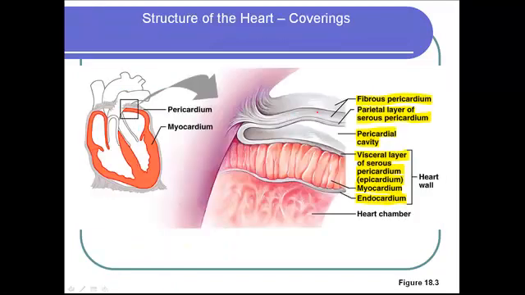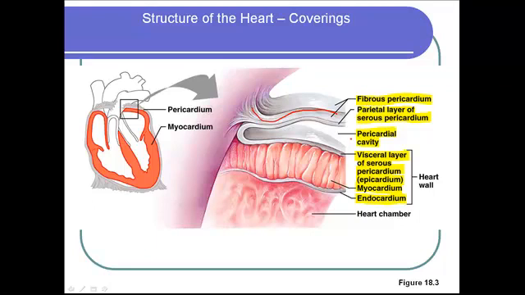Okay, moving on to the coverings of the heart. The heart obviously is very fragile and it needs a lot of protection. It has two main sacs that it lives in. One is very fibrous, very tough. Remember the dura? It's similar to that, but not as hard. It's like soft leather. It's called the fibrous pericardium.